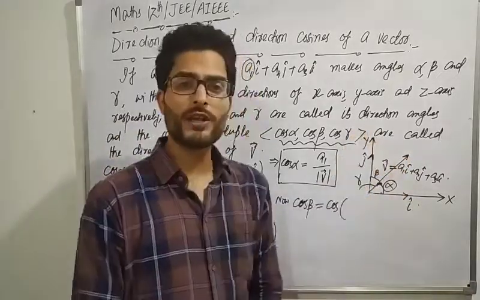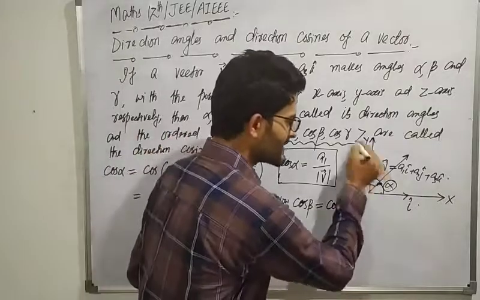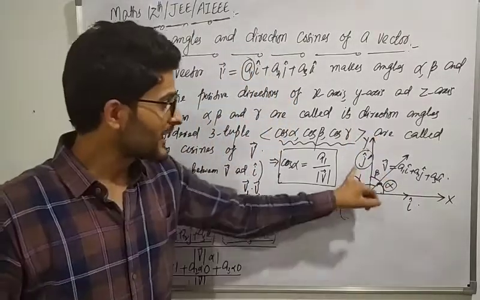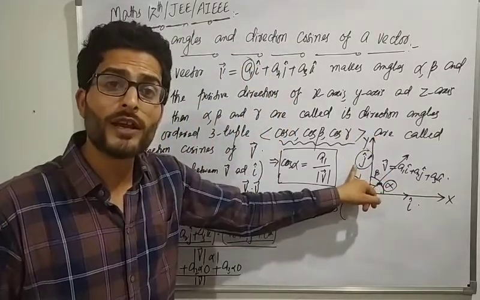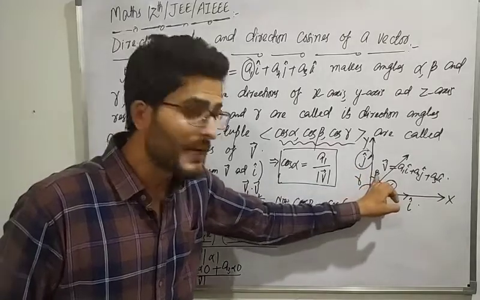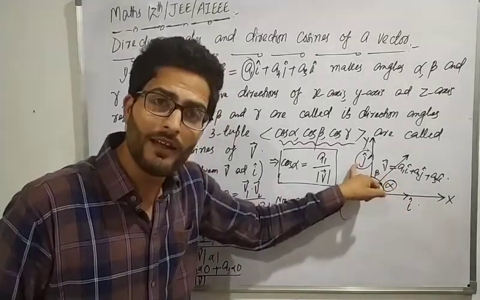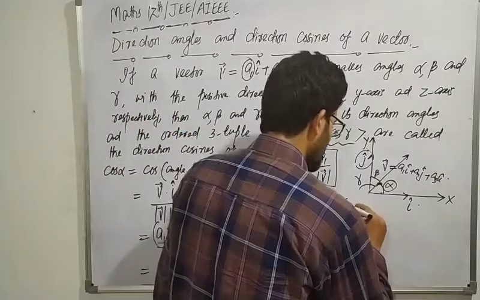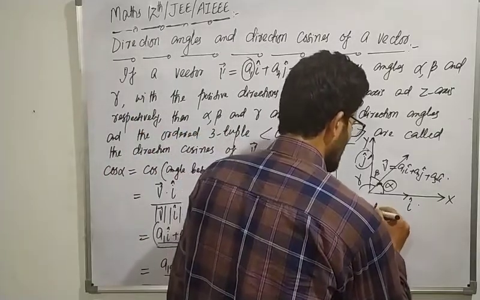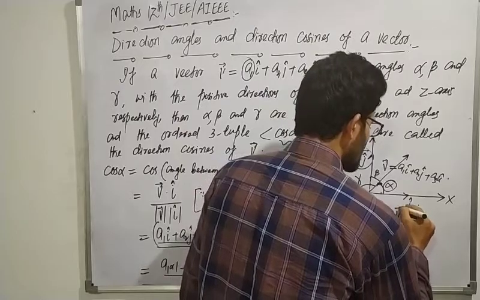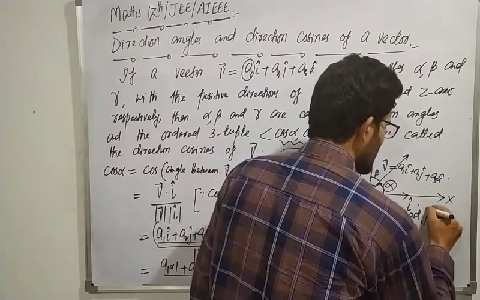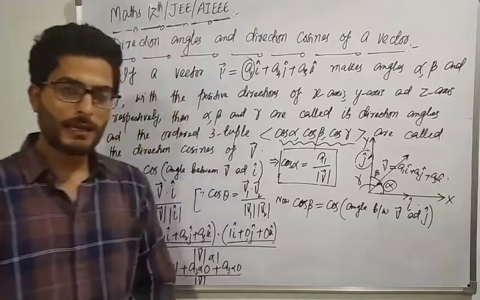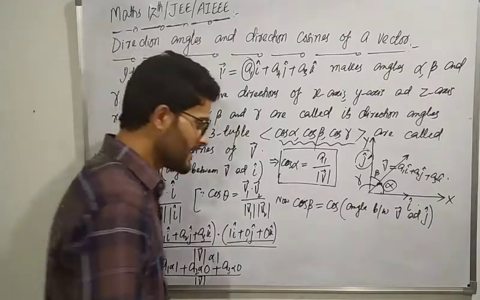But along the positive direction of the y-axis, we have a direction, and that is given by what? j cap. So j cap is a unit vector along the positive direction of the y-axis. Means beta would be the angle between vector v and j cap. So cos of beta, what will we write instead? Shabash. Angle between vector v and j cap.